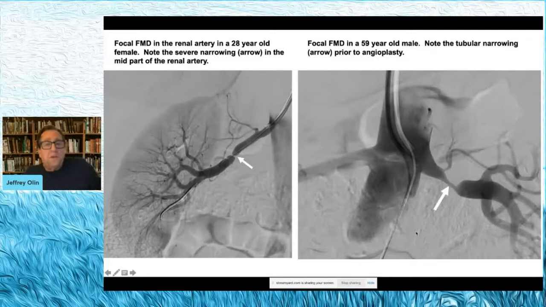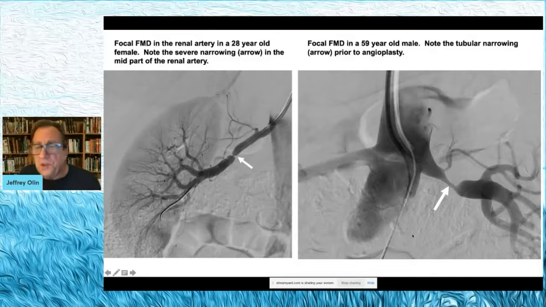This is focal FMD. It usually occurs in younger women, ages, let's say, 25 to 30. You can see it's a focal area of severe narrowing. But recently we've seen four cases now of focal FMD in men in their mid 50s. And this is a tubular narrowing of the artery to the kidney. And generally these respond well to angioplasty.